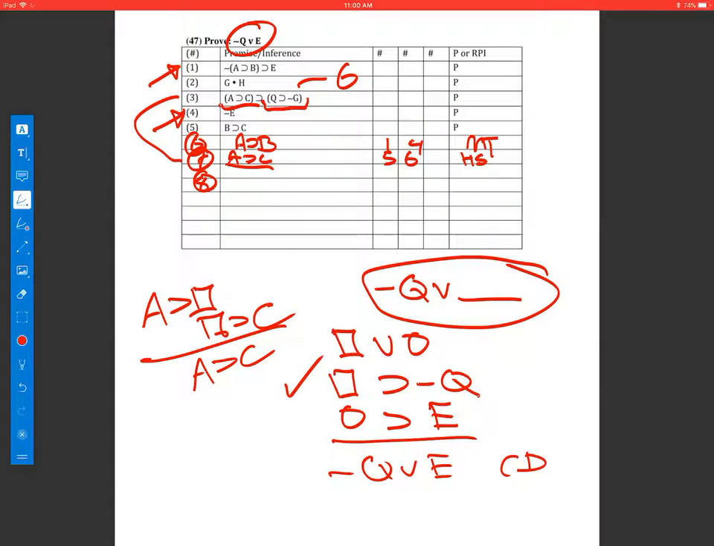So with line 3, I'm going to skip a line here since I'm getting too messy. I can do a modus ponens and get Q then not G. That's 3 and 7 modus ponens.